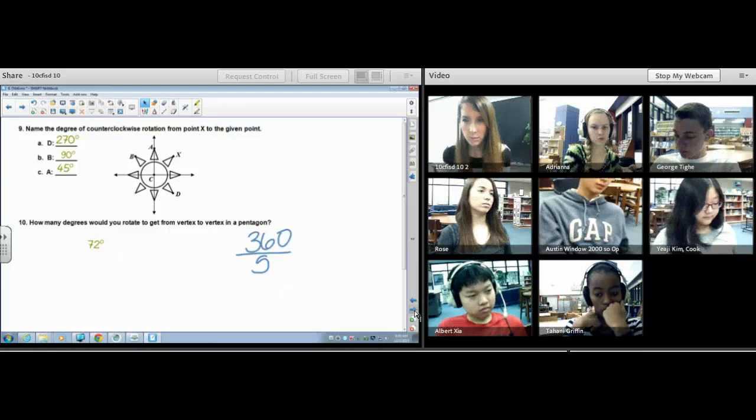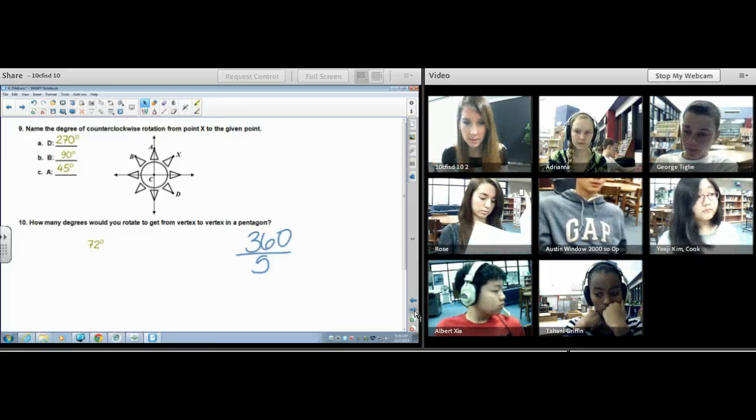Yeah, that last point of the pinwheel was really light. It was hard to see.